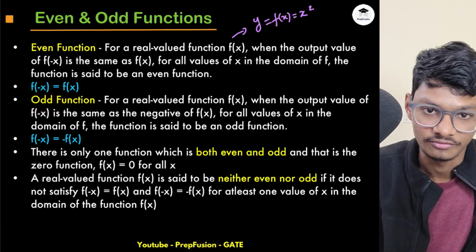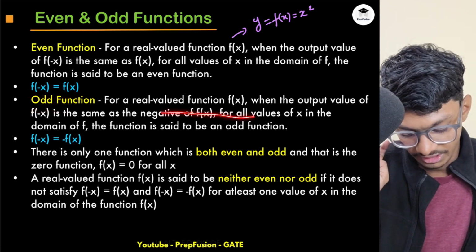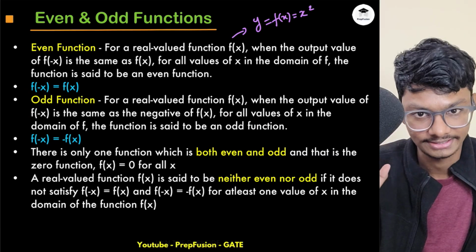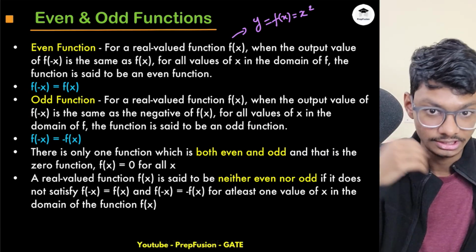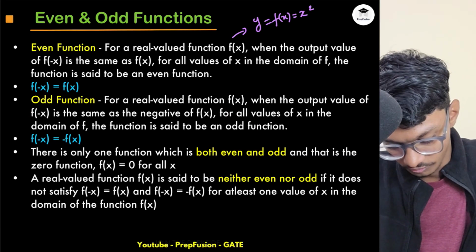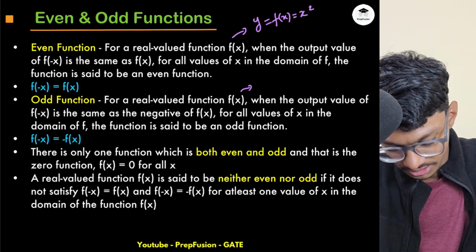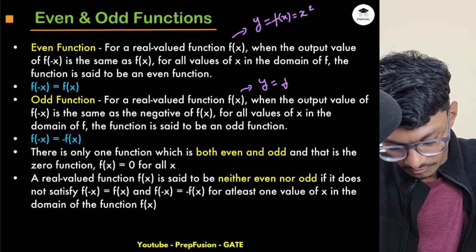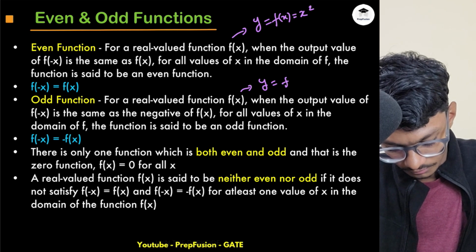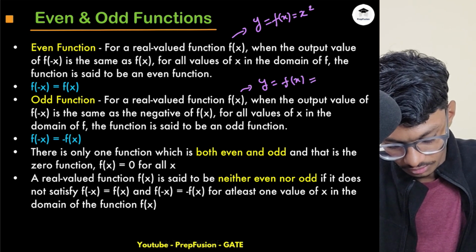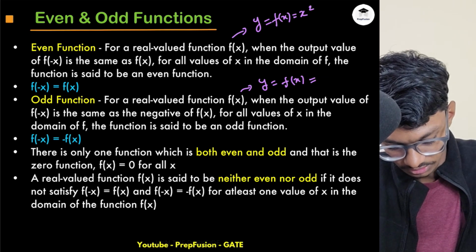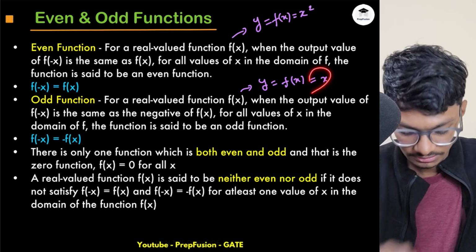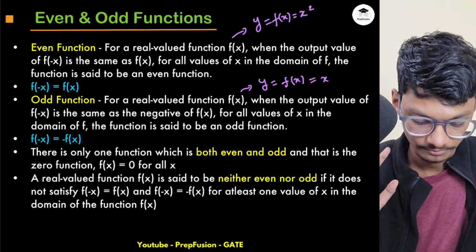Now about the odd function. For a real valued function, if f of x equals minus of f of minus x, then it will be called an odd function. What will be the example of this? The example is simply y equals f of x equals x cube, or you can take x as well. Now if you replace x with minus x, what will happen? This will be minus x.